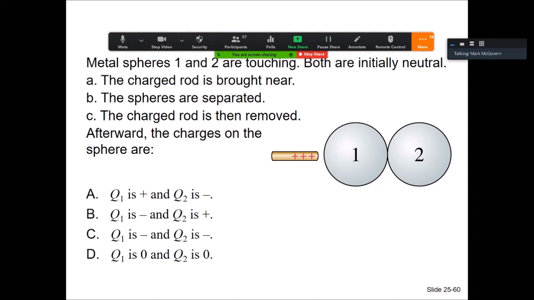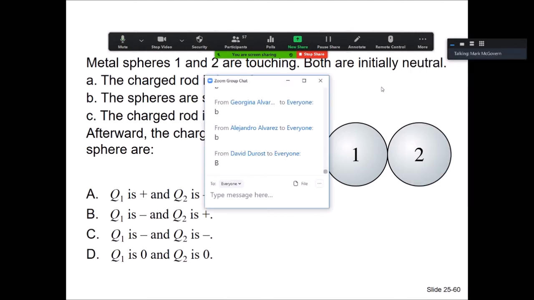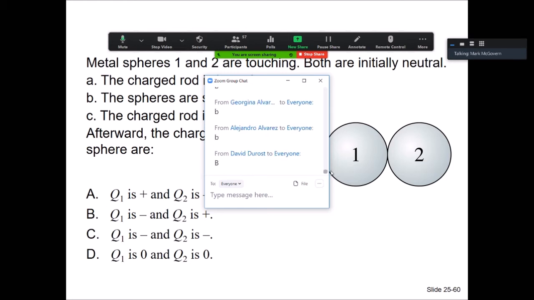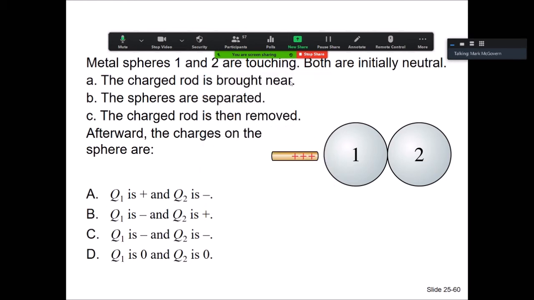All right, let's delve in here and see what we got. Oh my goodness, a lot of B's. A lot of B's. I think we're learning something. Or you're just a lot of lucky guessers. All right, the answer is B.